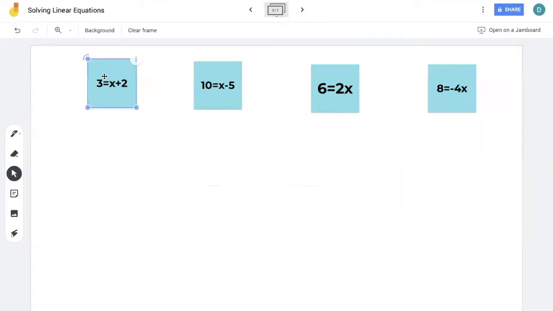Our first example here is 3 equals x plus 2. What I'm going to do is draw a line right down the middle of this equal sign. That will mean that we're going to keep everything that's on the left side of this equation on the left side, and everything that's on the right side on the right side. So let's find a way to get x by itself, because that's what we want to do. We want to say x equals something at the end. So how would we cancel out this 2? We want to make this a 0.